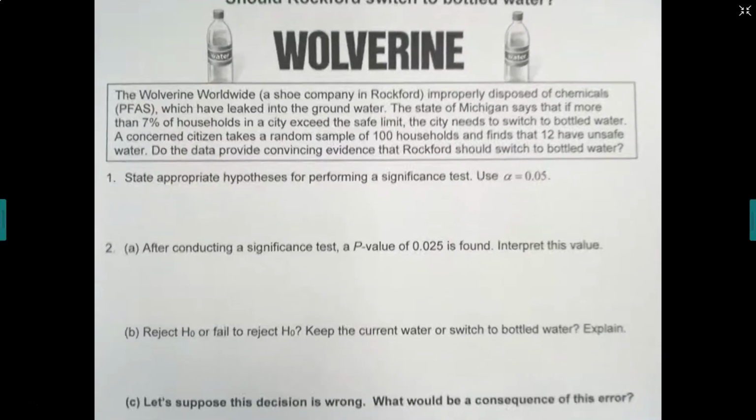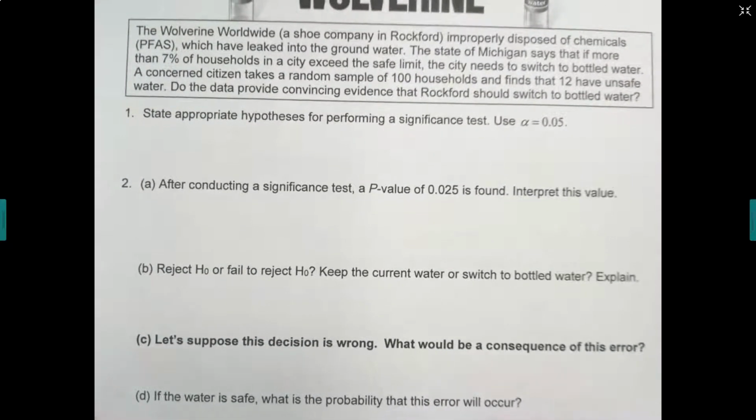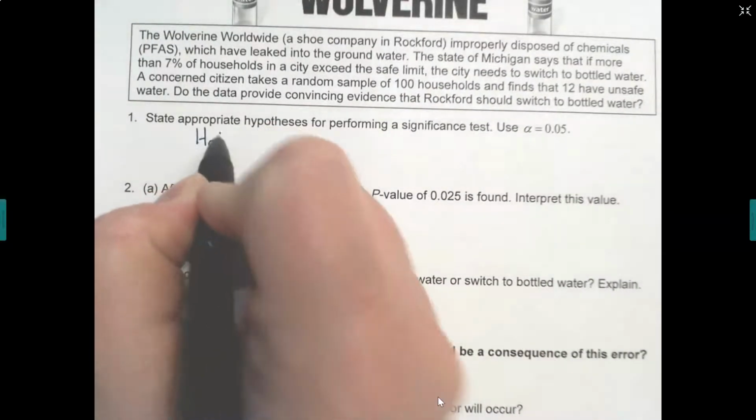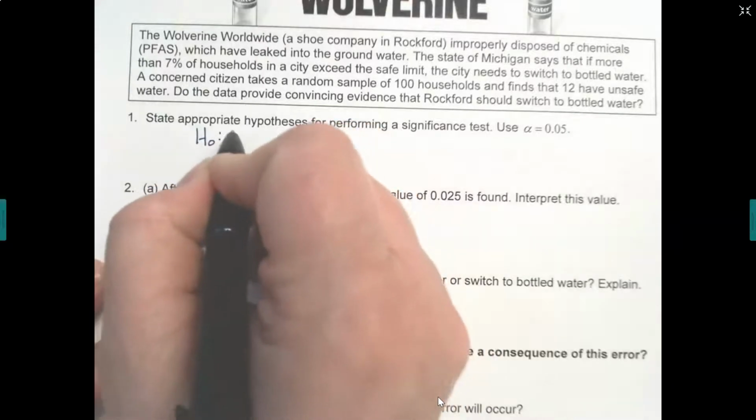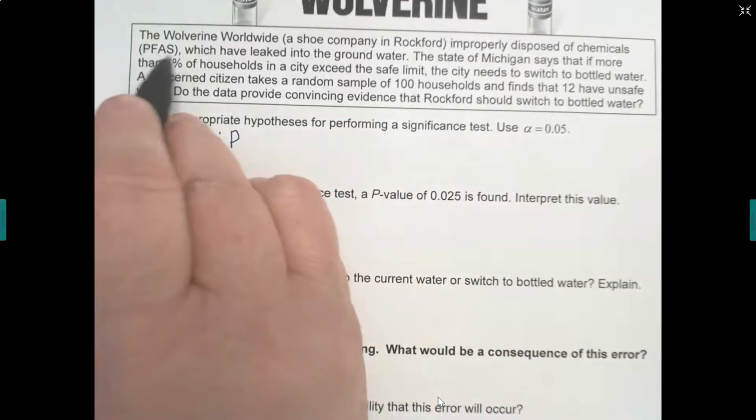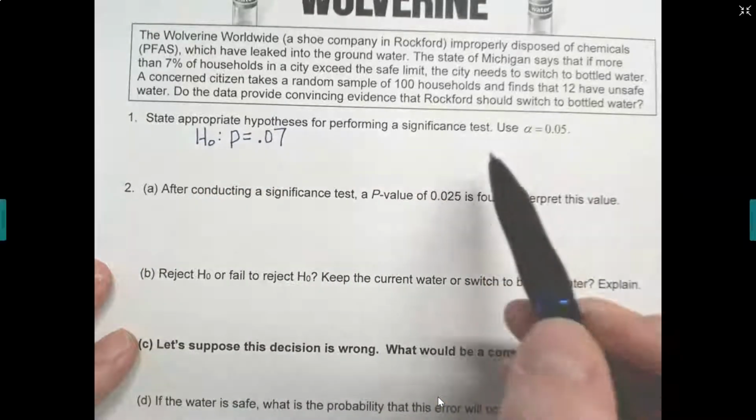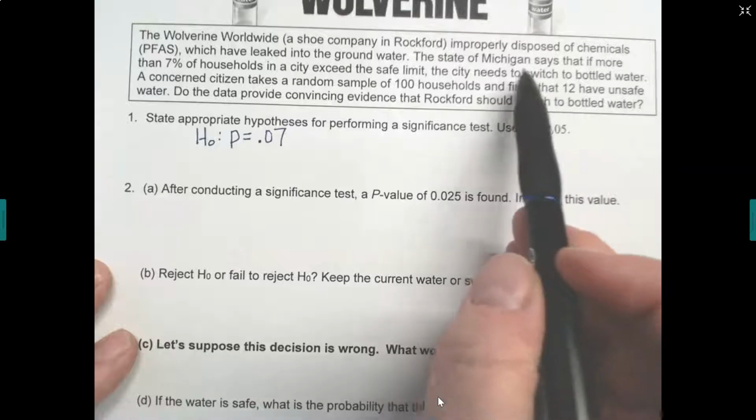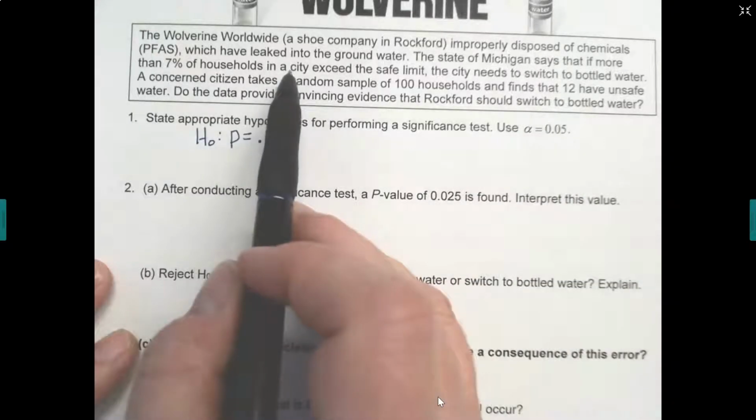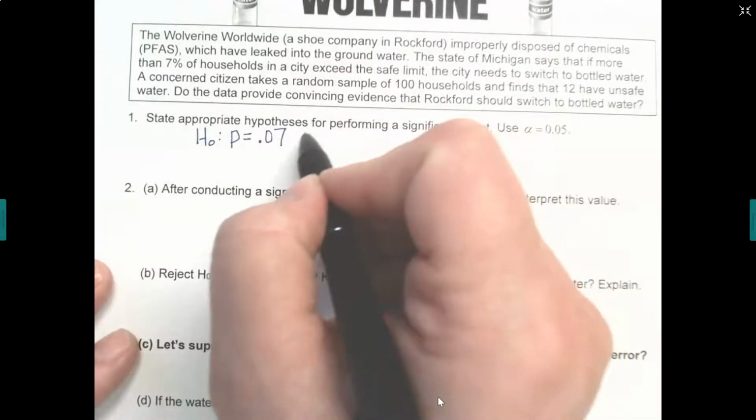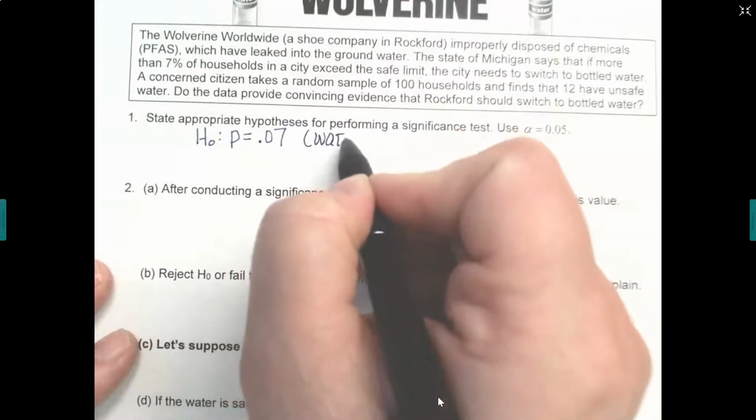So first thing we want to do is state the appropriate hypotheses for performing a significance test. We're going to use alpha 0.05. So we're going to have a null hypothesis that the proportion of the PFAS, those chemicals, is equal to 0.07, because the state of Michigan says that if it's more than that, it's a problem. So we're going to assume that it is that, and that means the water is safe.